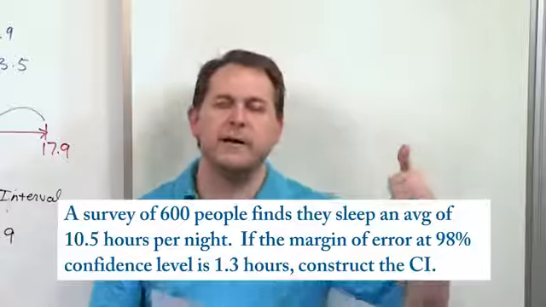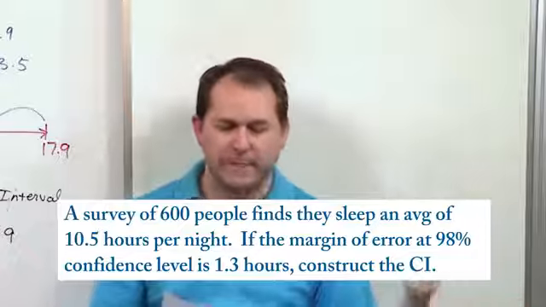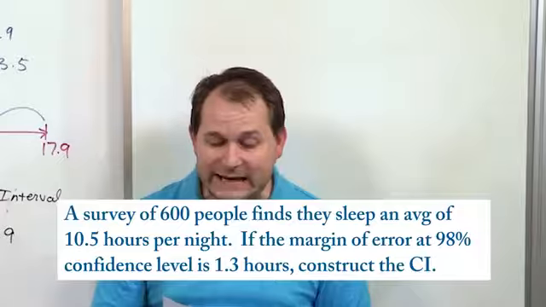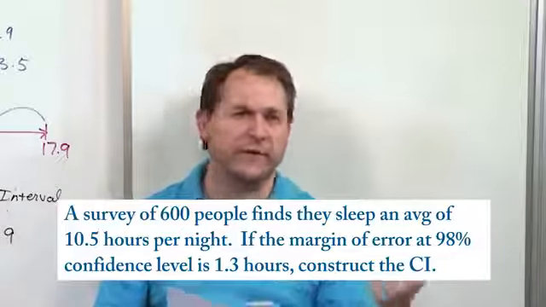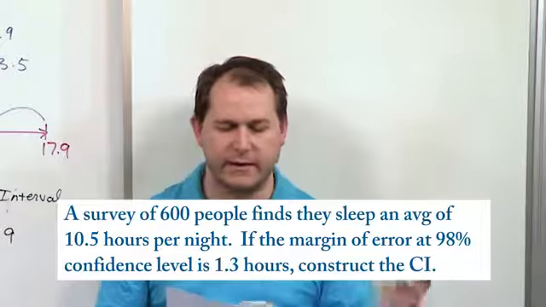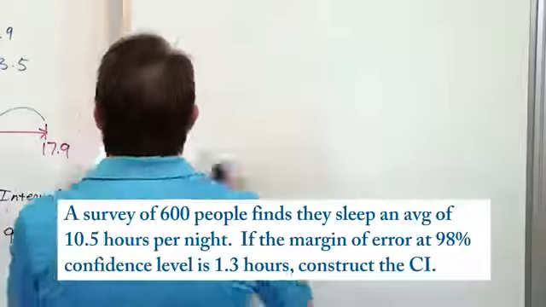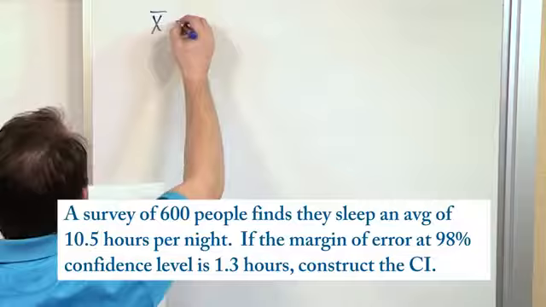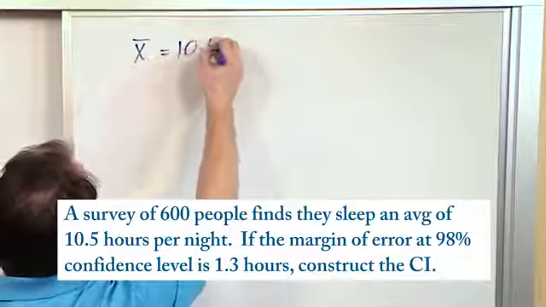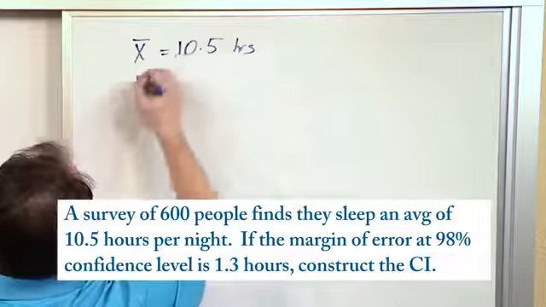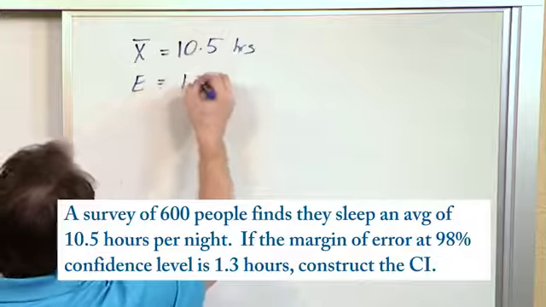So we're given how many people we sampled. We're told what the sample mean is, 10.5 hours in this case. We're given the level of confidence, 98%, and we're given the margin of error, which is 1.3 hours. So really it's the same sort of thing. The sample mean after we do this surveying is 10.5 hours. The margin of error is 1.3 hours.